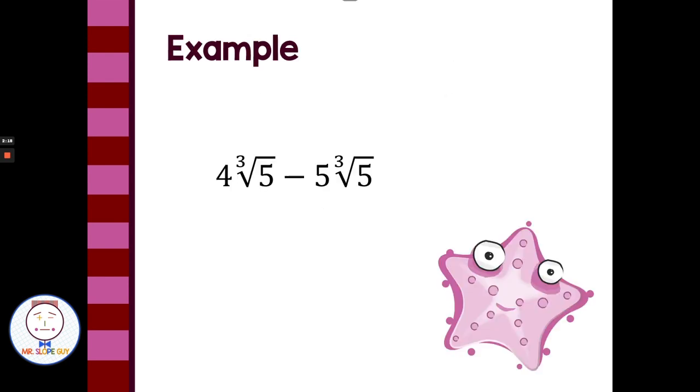What about cube roots? Well, cube roots, we could follow the same pattern. We have 4 times the cube root of 5 minus 5 times the cube root of 5. And if we combine those, the cube root of 5 part stays the same. And if I combine a 4 with a negative 5, I just get negative 1. And I can write negative 1 or just the negative sign in front of the radical.